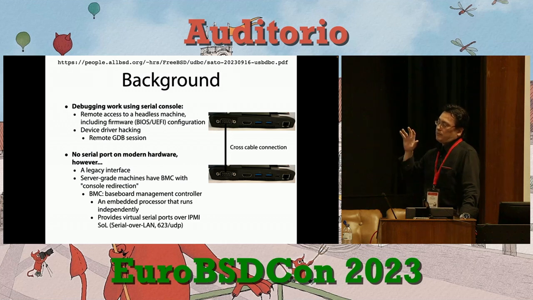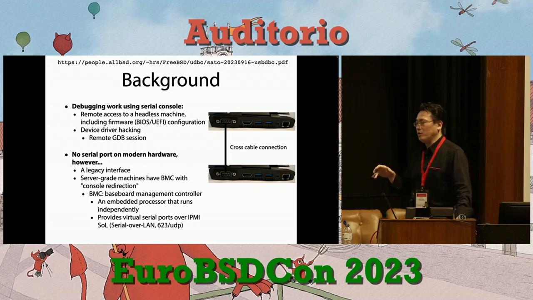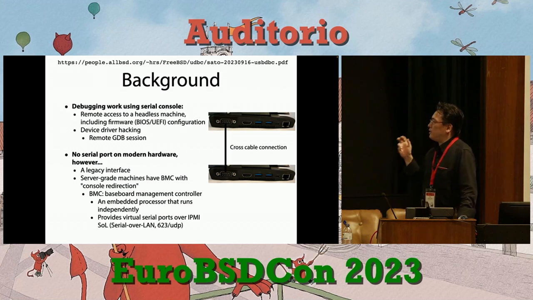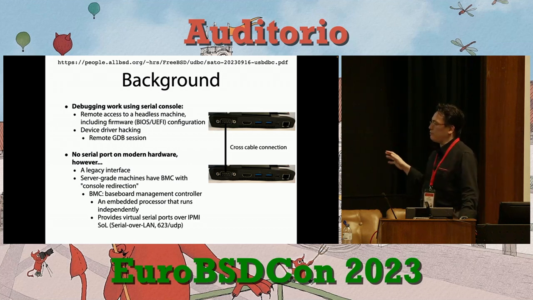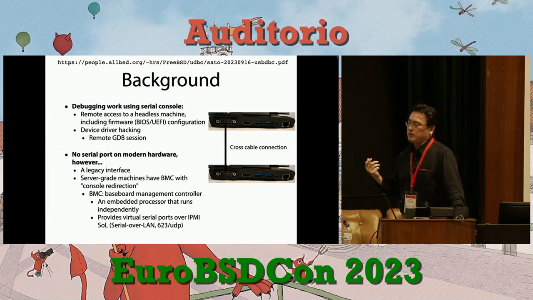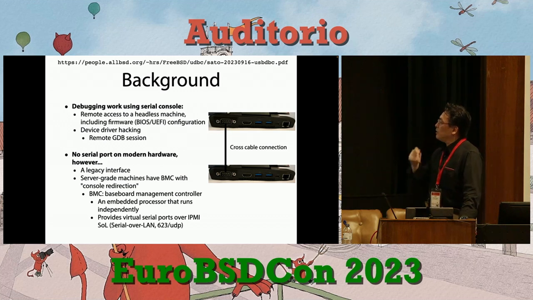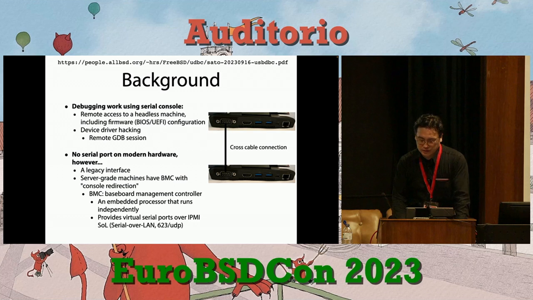Facing the machine side, that is simply a legacy IO, a legacy serial port. And facing the outside, the IPMI specification can send the serial communication over UDP. So you can use the IPMI tool to get serial console access over an Ethernet connection. But this requires additional hardware, and consumer level hardware does not have this kind of functionality. So it is difficult to get serial access, for example, if you are using a laptop.